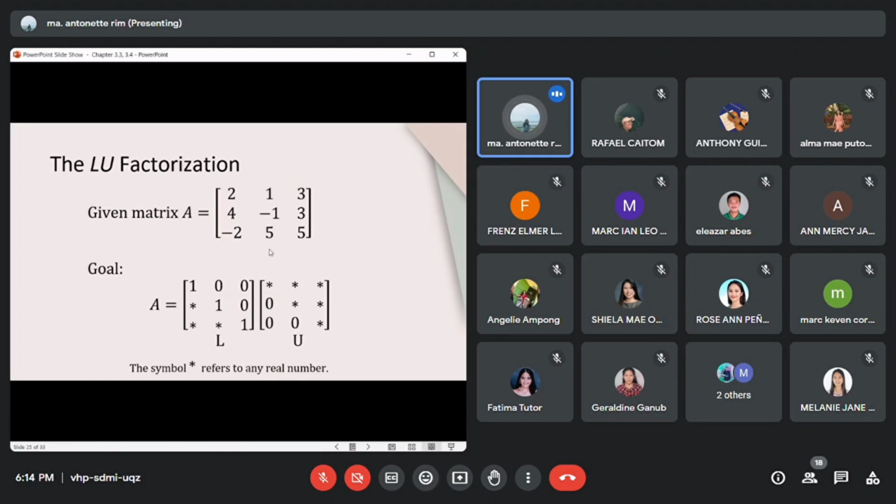So the goal is to produce two matrices that are factors of our matrix with this form. For L, the main diagonal is 1, above is 0, and any real number below. And for U, the lower part is all 0 and the upper part can be any real numbers.